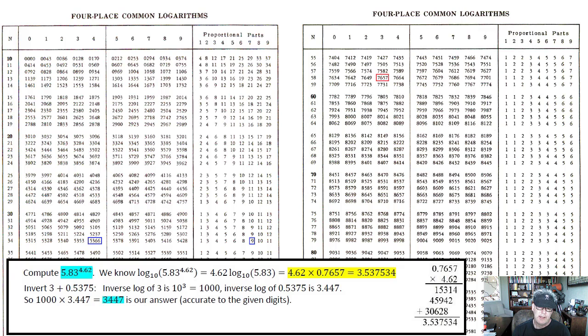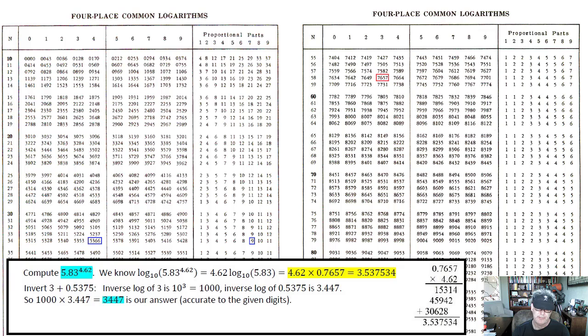But anyways, by using a table, we do have to use the property of logarithms. So what I'm going to do is take the log of the question, and then we're going to work in the transform side. That's the whole point. We work in the transform side, like Laplace transforms, do some math there, and then invert, transform our answer to get the true answer. So if I take the log of 5.83 to the 4.62, that power can come out front. It'll be 4.62 times the log of 5.83. The log of 5.83, you can see, is 0.7657. So now I just need to multiply 4.62 times that number, and I get 3.537534.